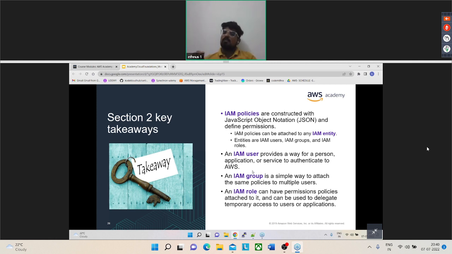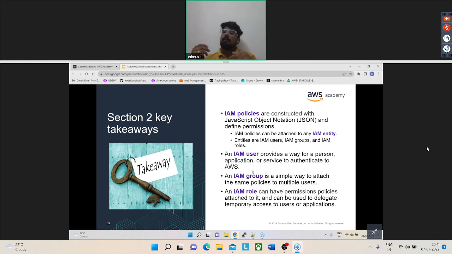An IAM user provides a way for a person, application, or service to authenticate to AWS. In a simple way, IAM users are us. I am one IAM user, you are one IAM user, the other party is one IAM user. Each is an individual entity with their own ID and password, a unique entity. An IAM group is a collection of IAM users. It is simply a way to attach the same policy to multiple users. Since multiple users are connected to one IAM group, whatever policy I attach to the IAM group is automatically inherited by the multiple users who are part of that group.